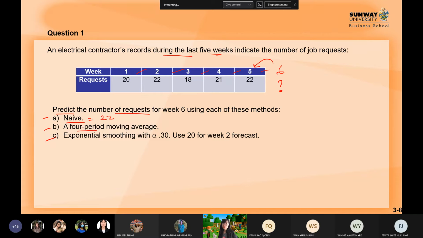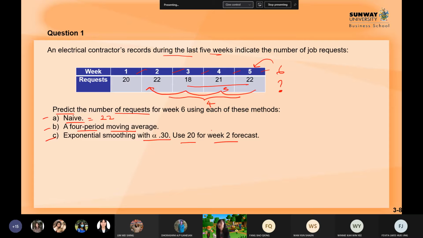A 4-period moving average. So you take the last 4 periods, total them and divide by 4. But if the question asks for a 3-period moving average, you take the last 3 and divide by 3. Okay? Exponential smoothing. You see, I told you the indicator will be provided. And you use 20 as your week 2 forecast.